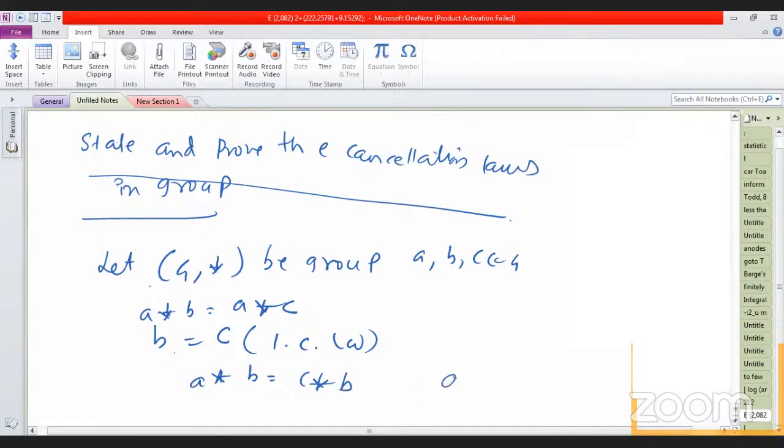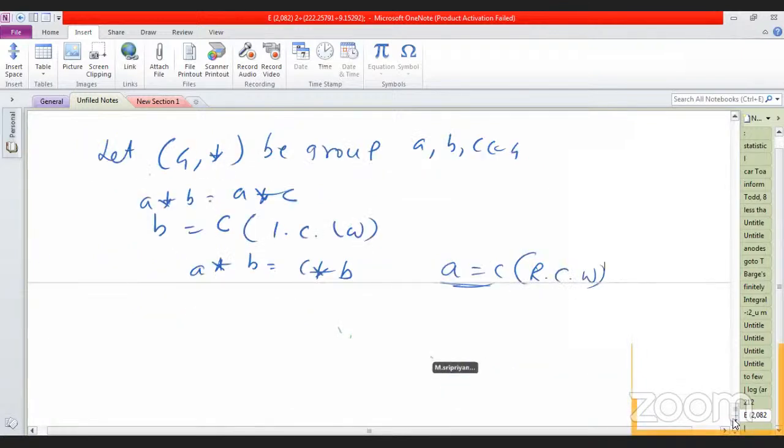What is this? This is the right cancellation law, sir. Right cancellation law, because b is there on my right side. So we are writing the right cancellation law. So they are asking us to prove it. This is the statement. Now I am asking for the proof here.